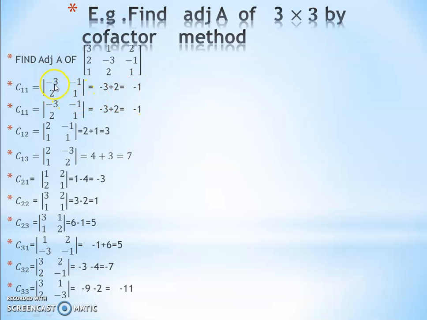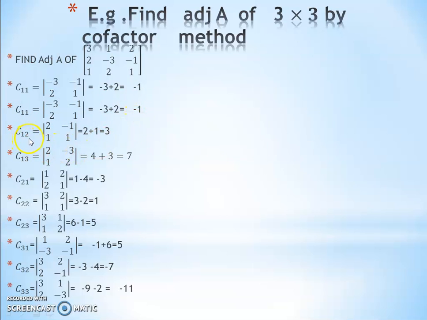We take the cross multiplication because it is a determinant. Minus 3 into 1 is minus 3. 2 into minus 1 is minus 2, but the middle sign in the determinant is minus, as it is AD minus BC. So minus minus becomes plus 2. The result is minus 1. So C11 is covered: minus 3 plus 2, which is minus 1.